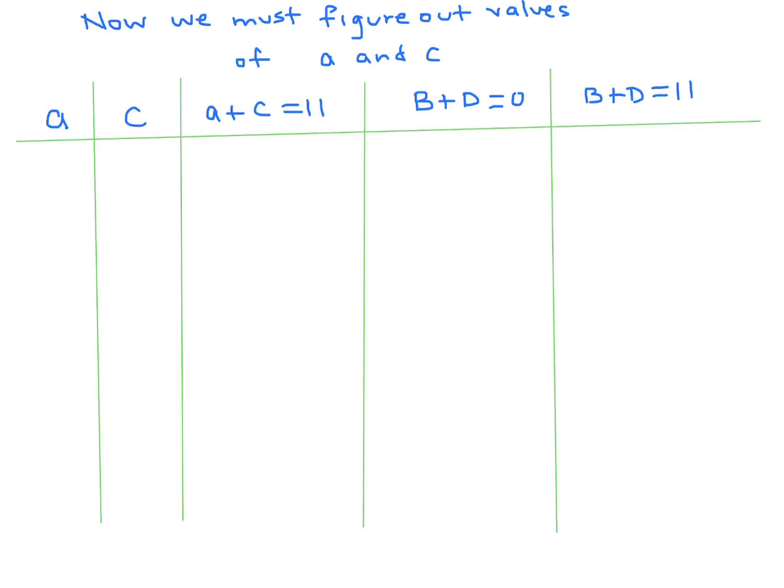Okay, let's proceed with this table. So A plus C is equal to 11, right? So A, for example, can be 1 and C can be 10, correct? No, because they have to be digits. So that's wrong. A can be 2 and C can be 9, correct? Yes. Is A plus C 11 in this case? Yep. And B plus D is equal to 0? All right. That's fine.